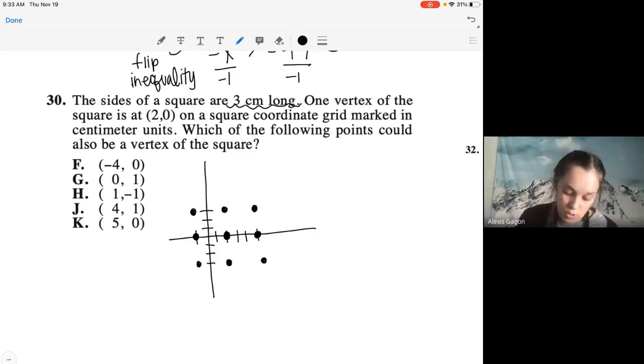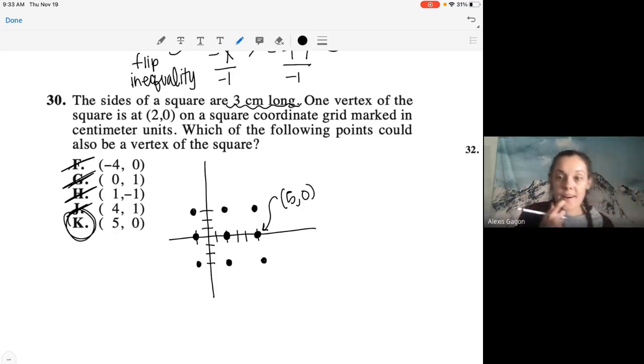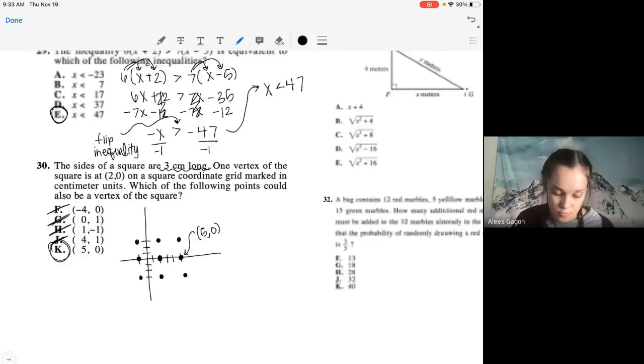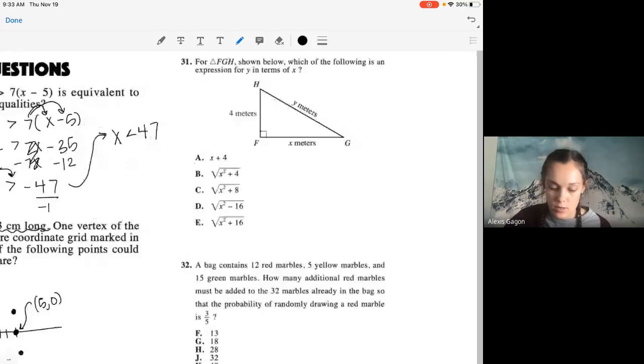But then we can just look through our list. So negative 4, 0, that's not one of them. 0, 1, that's not one. 1, negative 1, no. 4, 1, no. 5, 0, yes. This point right here is (5, 0). So our answer there is K. We good with that one? Any questions with that one?